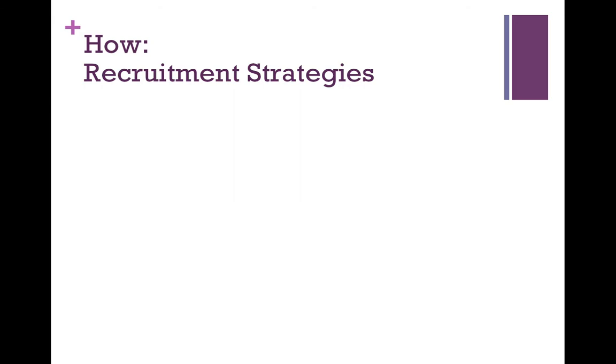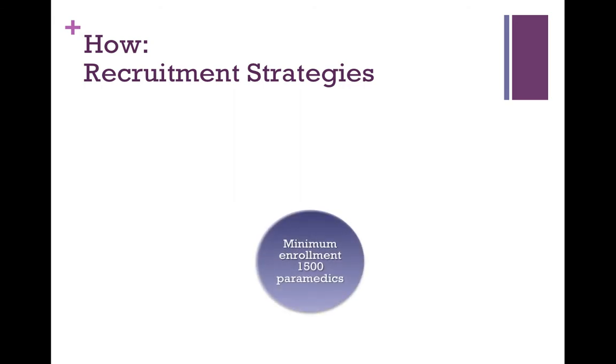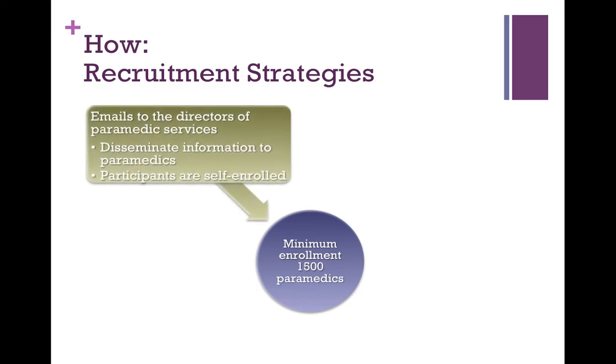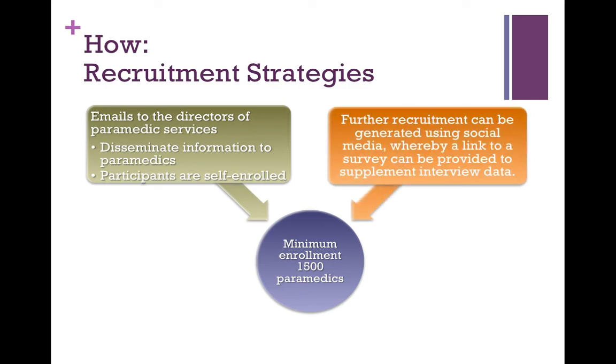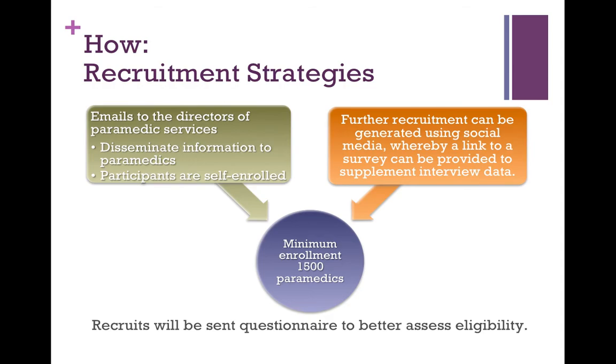Our recruitment strategies encompass the goal of a minimum enrollment of 1,500 paramedics from across various rural and urban services in Ontario. We will achieve this through emailing the directors of paramedic services in order for them to disseminate information to paramedics, and paramedics can elect and be self-enrolled. Furthermore, we will recruit using social media, whereby a link to a survey can be provided in which the recruits will be sent a questionnaire to better assess their eligibility, and this is in order to capture paramedics who are certified and active but work as self-contracted in the province of Ontario.